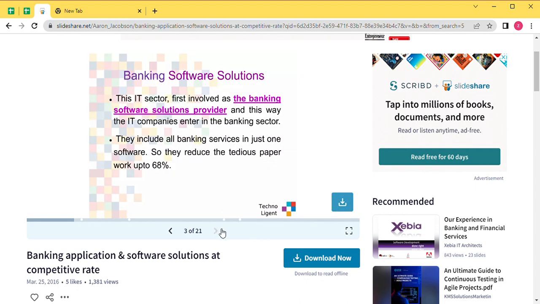Banking software solutions. The IT sector first got involved as the banking software solution provider, and this way the IT companies entered the banking sector. They include all banking services in just one software, so they reduce paperwork by up to 68%.